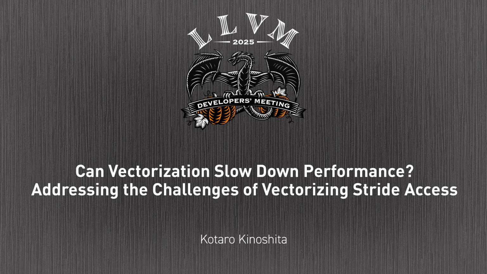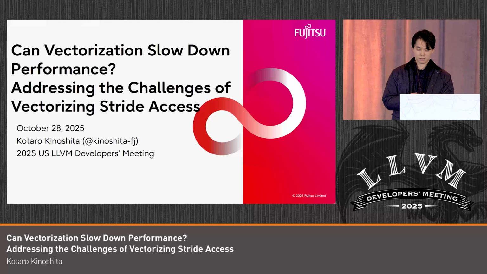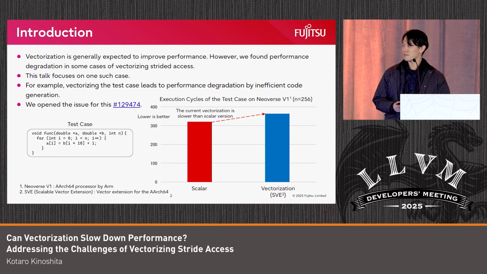Today I'm going to talk about the challenges of vectorizing strided axis. Vectorization is generally expected to improve performance. However, we found that there is performance degradation in some cases of vectorizing strided axis. This talk focuses on one such case.